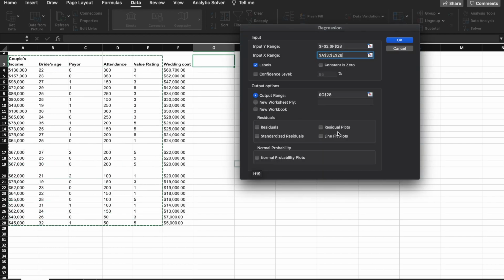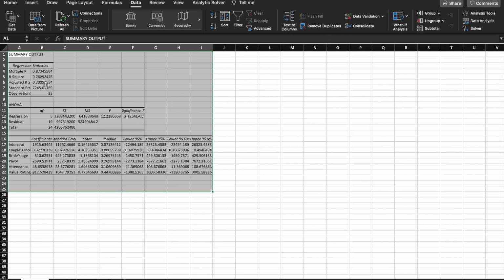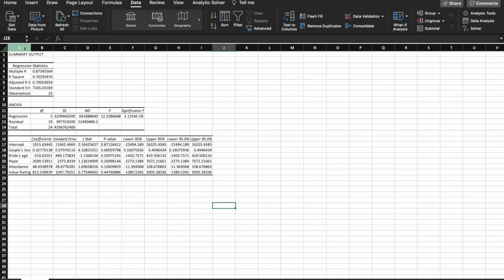Now the residuals tell you a little bit about the difference between each individual point in relation to the regression model. And this tells you about the distribution of the data. We're going to leave these unchecked for now, and I'll put this in a new workbook or worksheet. Okay, here is the regression model.